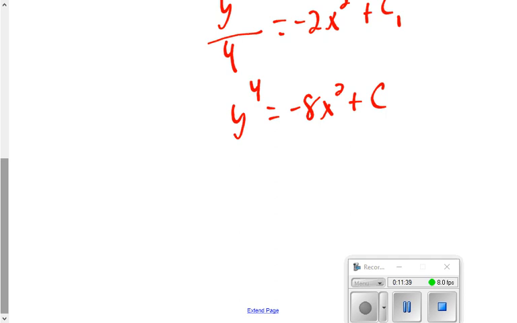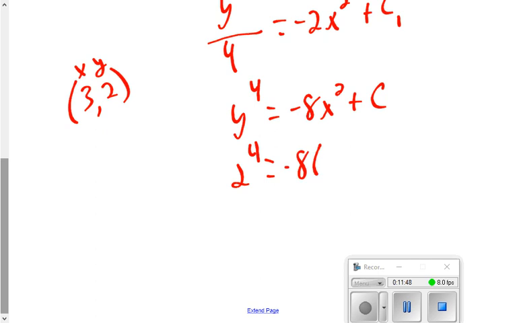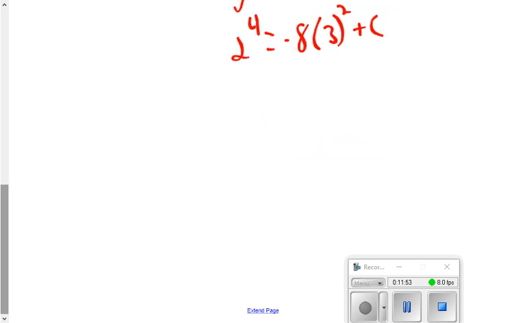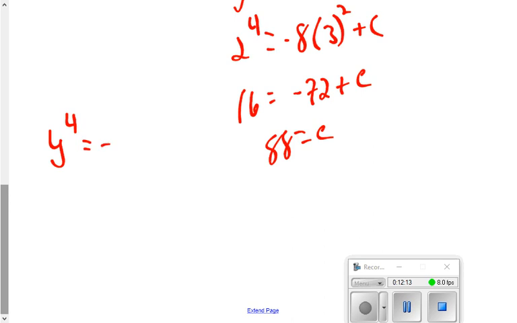So now if that's my general solution, if my point is 3, 2, it means x is 3, y is 2. So y is 2, x is 3. So then I get 16 equals negative 72 plus c, which means c is 88. So when I plug c back in to get that equation, I get y to the fourth equals negative 8x squared plus 88.